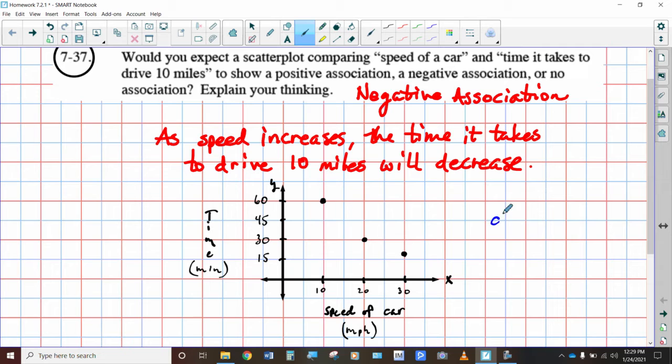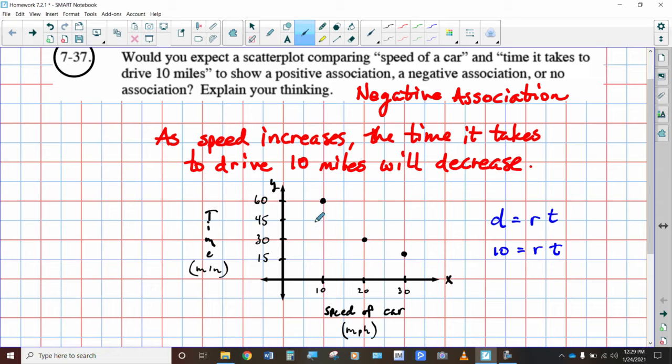This one requires us to think about the distance formula. The distance that you travel is equal to the rate of speed that you're traveling times the amount of time that you spend traveling. So I set this up, and we know the distance is going to be 10 miles, the time it takes to drive 10 miles. So that's going to be the distance. And we are going to change the rate of speed, and that's going to affect the amount of time that it takes.